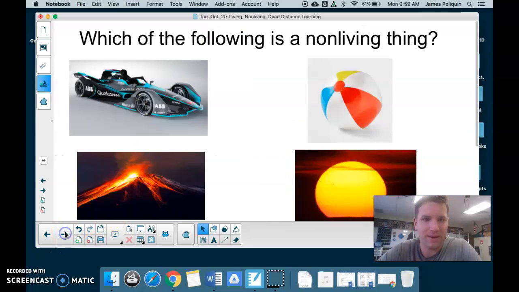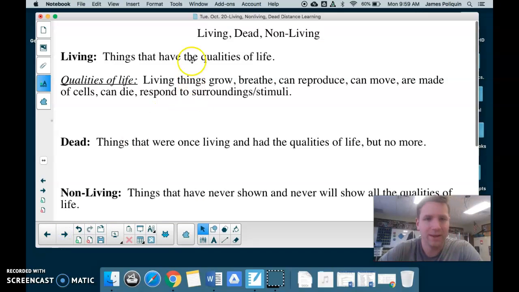All right? Which of the following is a non-living thing? Is it the race car, the beach ball, the volcano, or the sun? Trick question. Actually, all of these things are non-living things. The race car, the beach ball, volcano, and sun, they are all non-living things. That's incredible.